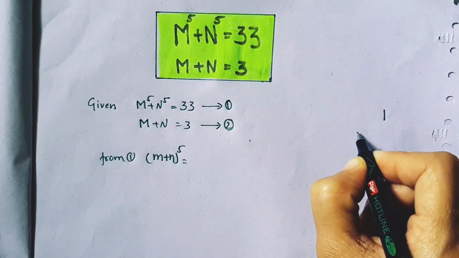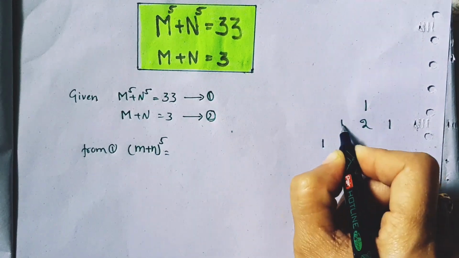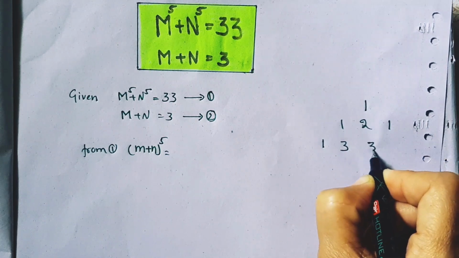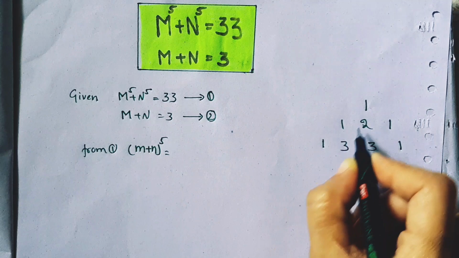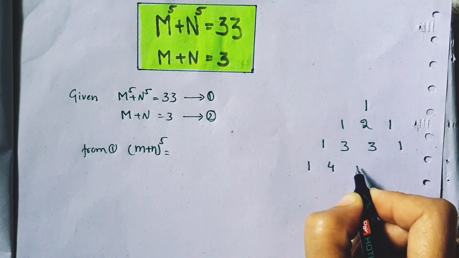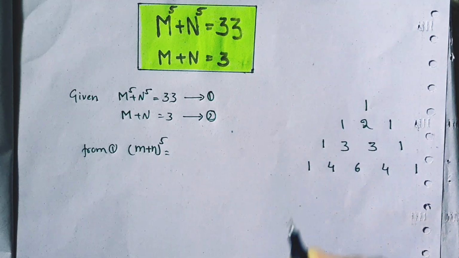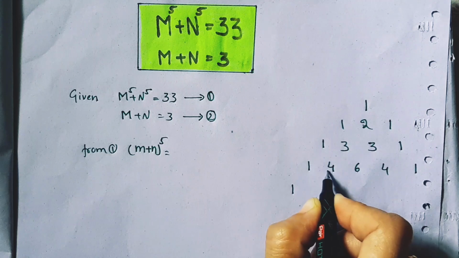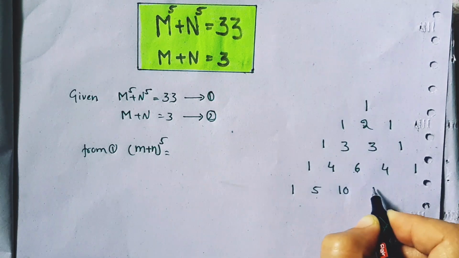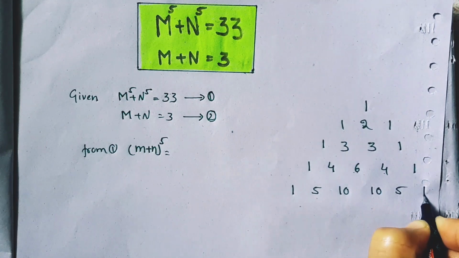First 1, then 1, 2, 1, then 1 plus 2 is 3, then 1 plus 2 is 3, then again 1. Next is 1, 1 plus 3 is 4, 3 plus 3 is 6, 3 plus 1 is 4, then again 1. Then 1, 1 plus 4 is 5, 4 plus 6 is 10, 6 plus 4 is again 10, 4 plus 1 is 5, and last is 1.